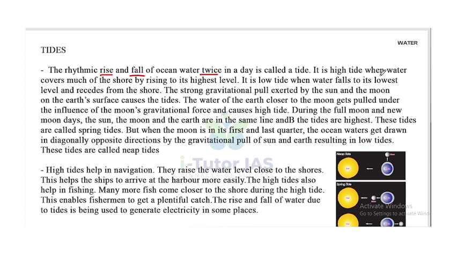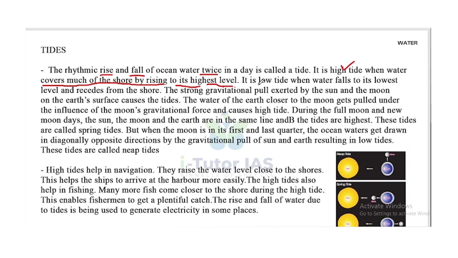It is high tide when water covers much of the shore by rising to its highest level. So what is a high tide? When the water covers much of the shore by rising to its highest level, that is called a high tide.